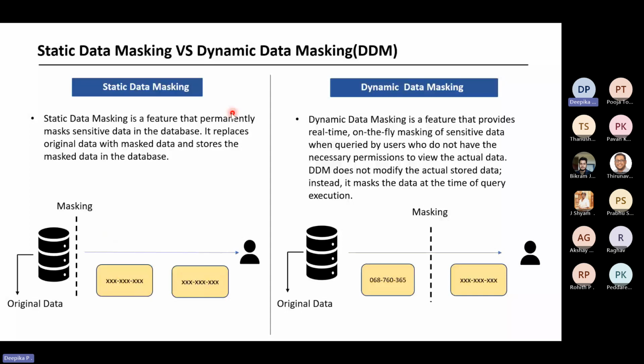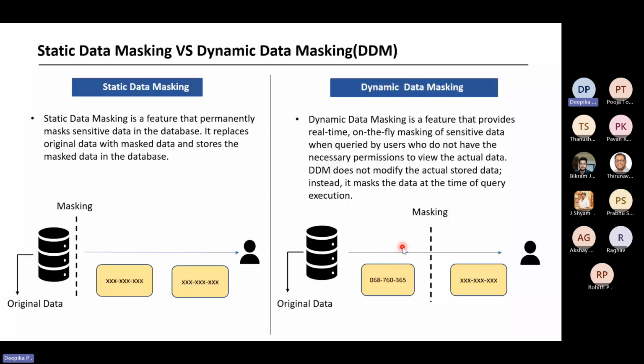In static data masking, masking happens at the database level. It replaces the original data with masked data permanently and stores it in the database. But in dynamic data masking, the masking happens at execution time. In the database, it is stored as unmasked original data only.